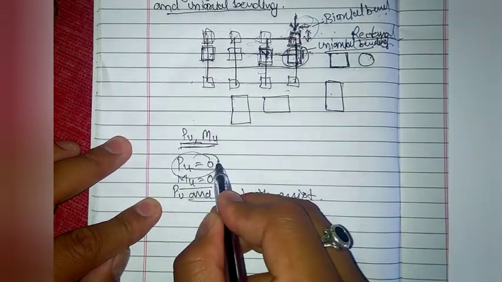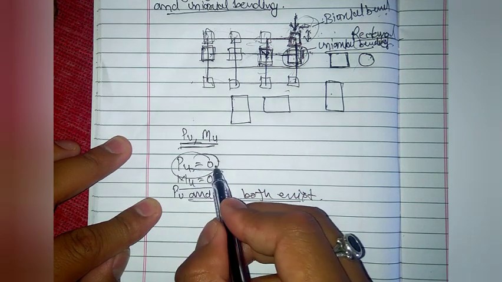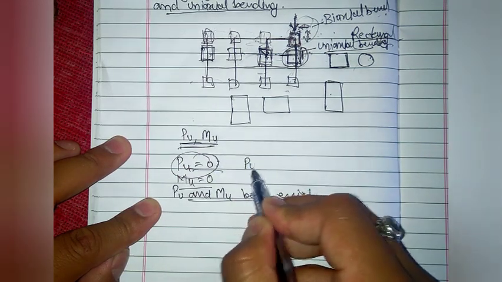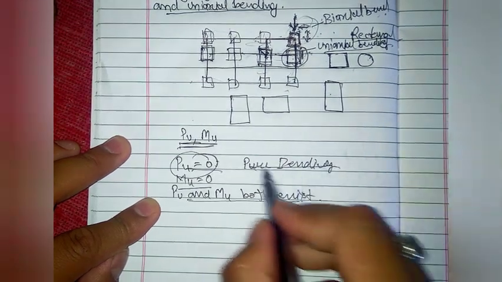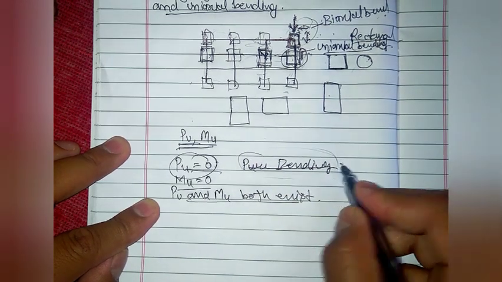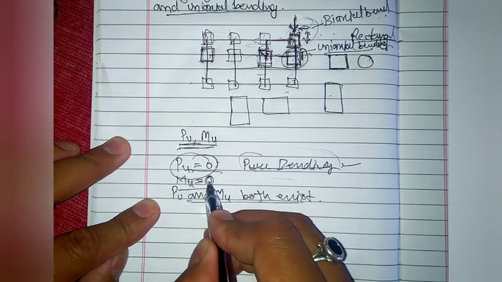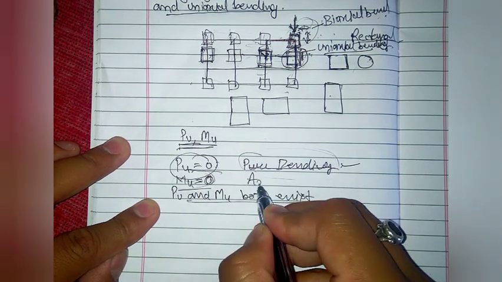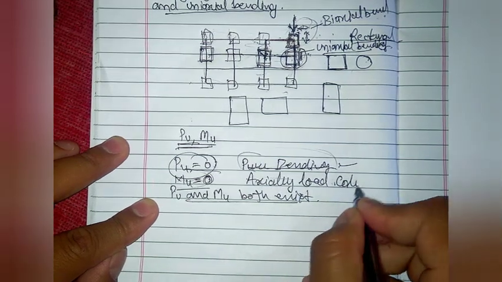When Pu equals 0, it means the axial loading is 0 in the structure, so it is a case of pure bending. Only bending is acting, so this section will behave like a doubly reinforced beam section. So this will behave like a beam section only. When Mu is equal to 0, when there is no moment acting, it means it is an axially loaded column.